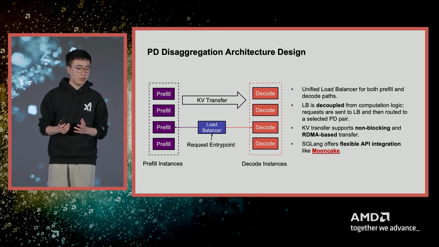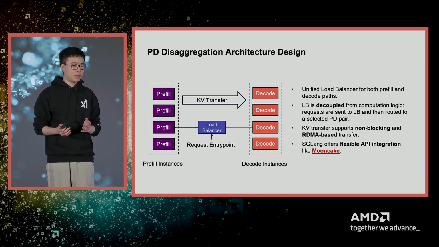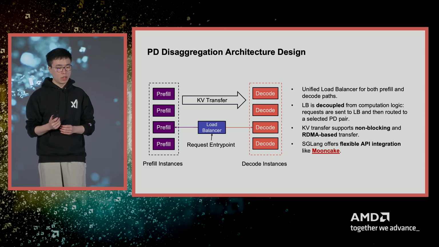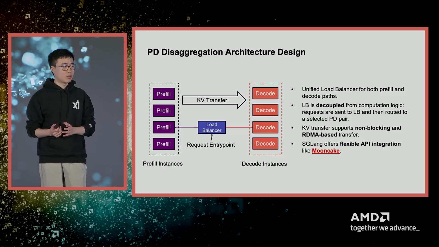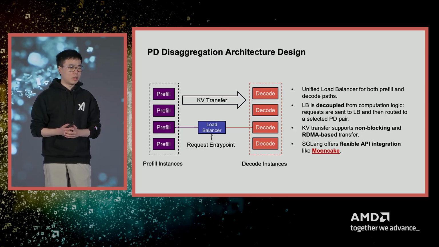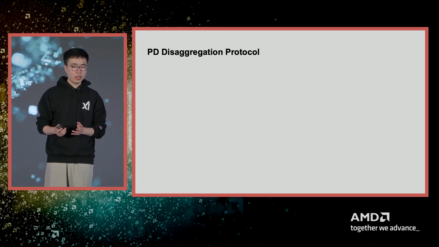When a request comes in, the load balancer is the entry point. The load balancer picks one prefill and picks one decode, then pairs them and bootstraps the KV cache transfer between them. In our design, we have a single load balancer for both prefill and decode, and the KV cache transfer is non-blocking. We support RDMA-based transfer for maximum bandwidth. SGLang provides a nice abstraction for integrating various backends such as Mooncake, NIXL, and any of your in-house transfer backends. Here we show a simple protocol of how that works.